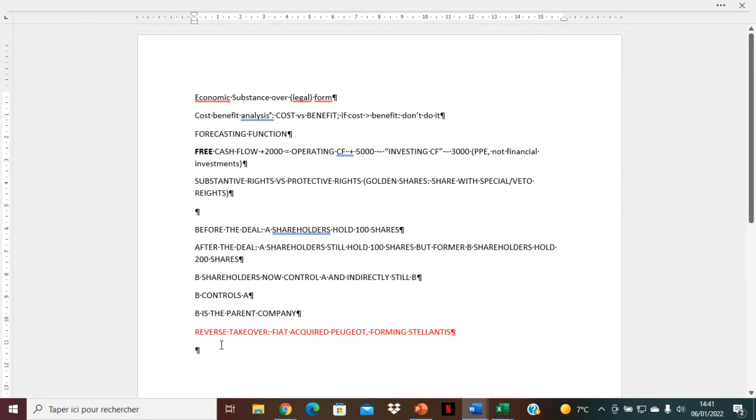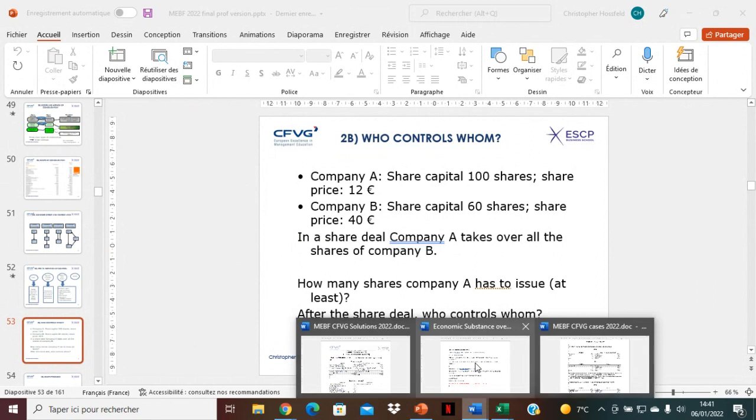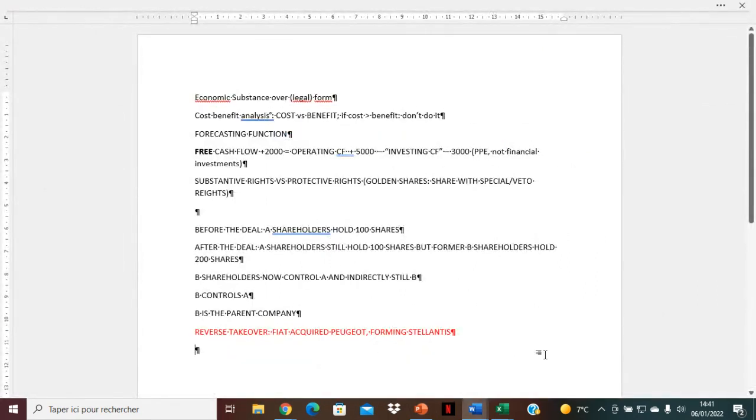Now the question is, why would companies do a reverse takeover? I mean, if B, in our case here, wants to buy A, why don't they just buy the shares of A? And then we are good. Why do I need to organize this as a reverse takeover? There are basically two reasons. The reason number one is getting easy access to stock market listing.